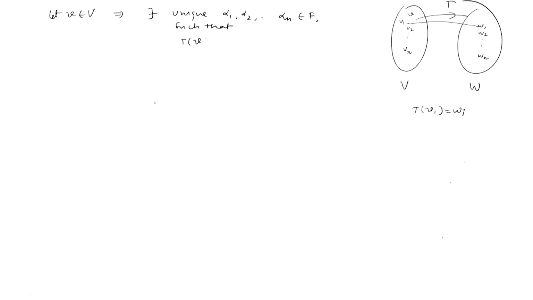V will be equal to alpha 1 V 1 plus alpha 2 V 2 and so on up to alpha n V n. Okay. Now, for this V we can define T of V as alpha 1 times W 1, with T of V 1 as W 1, T of V 2 as W 2 and so on.